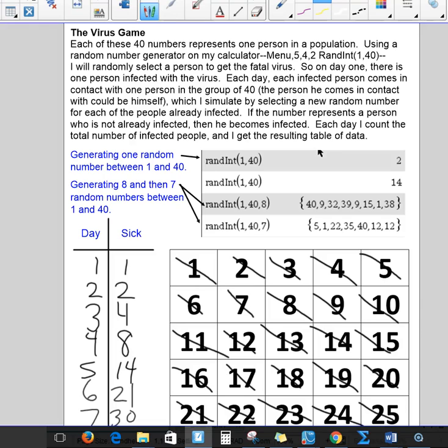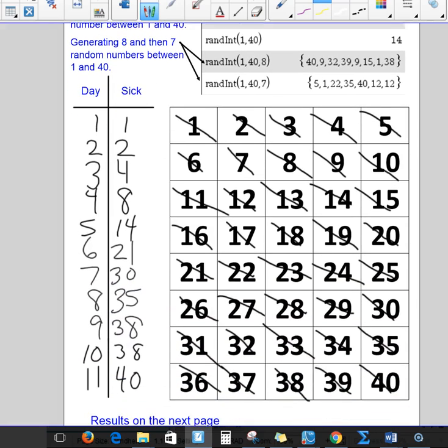Today we're going to play the virus game, which will help us simulate the logistic function. In this game, I have 40 numbers, each of which represents a person in a population.